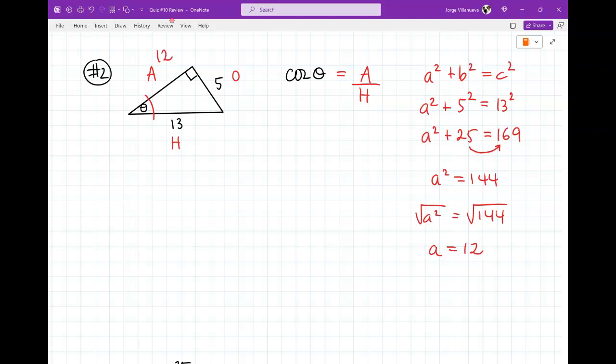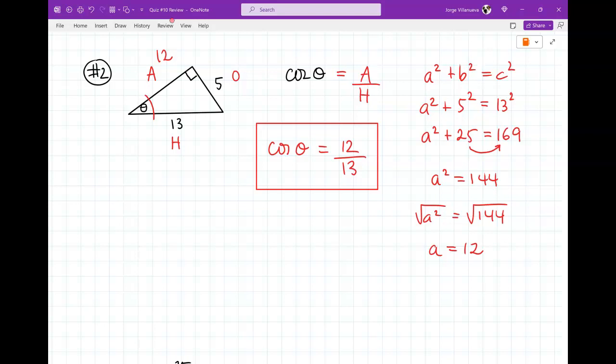So a over h will be what? 12 over 13. Thank you. So there we go, and that's it. Doing the actual work, the one that's in the box, that's easy. But you have to find the pieces. That's the hard part, right? And that's when you need the Pythagorean theorem.